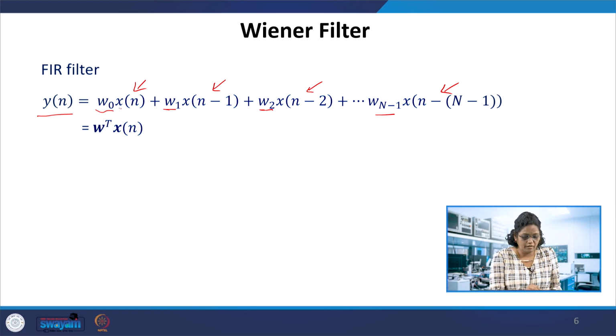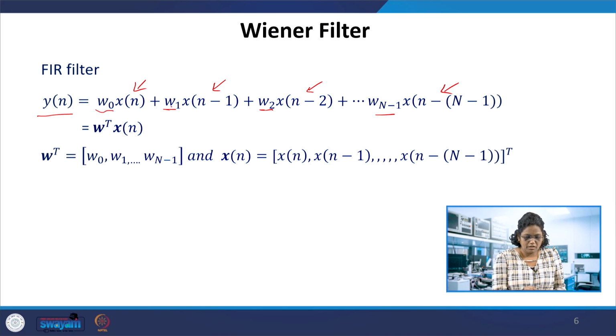The y of n can be written as W transpose x of n. Here W naught, W1, W2 up to Wn minus 1 are the coefficients. When we say weights, recall that they are the FIR filter coefficients. They are constants, and they would be updated at every instant in the adaptive scheme. Right now the weight vector is constant, and it does not depend on anything except the number of taps, which decides its size. So y of n is W transpose x of n.